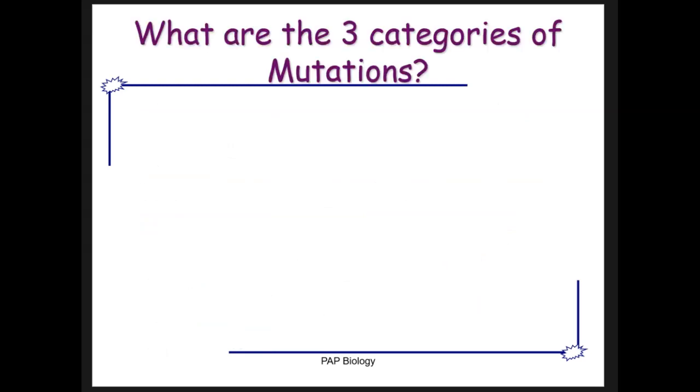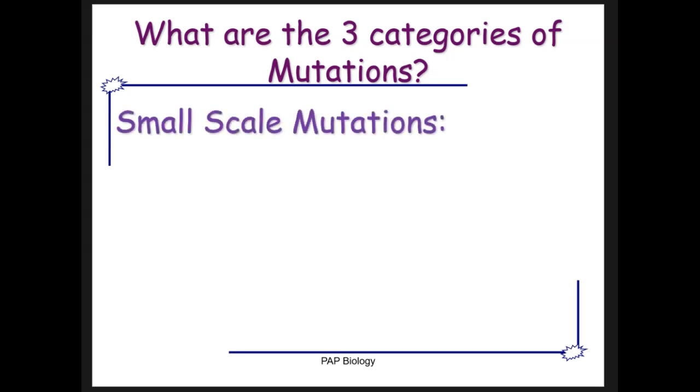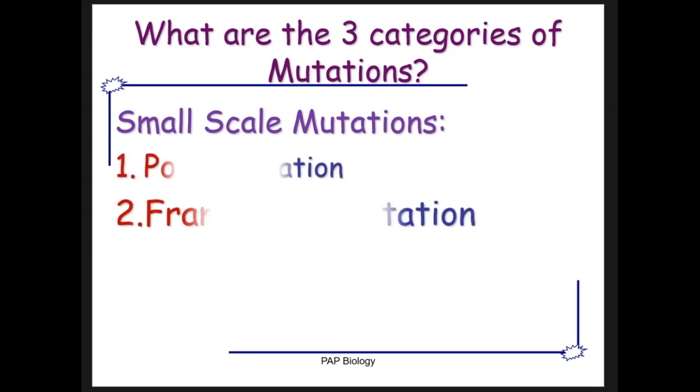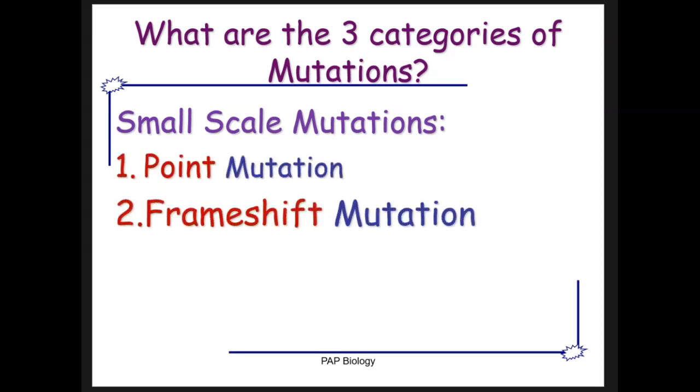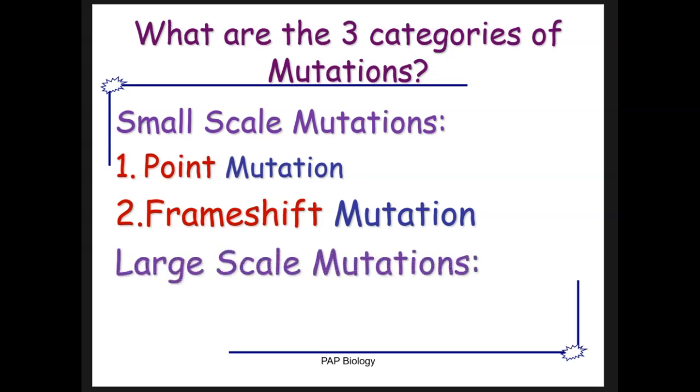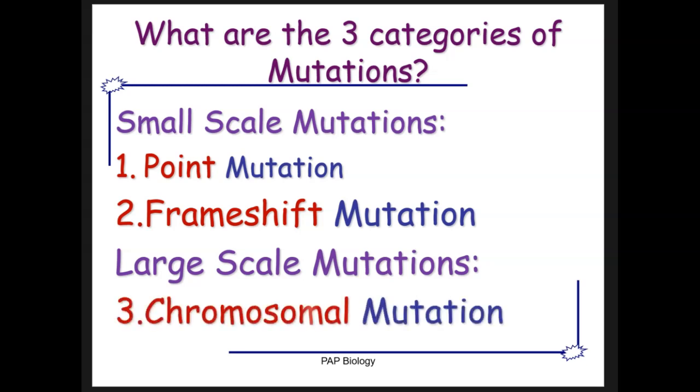So, what are the three categories of mutations? You have small-scale mutations, which would be your point mutation and your frame shift mutations. Then you have what we call large-scale mutations, which would be your chromosomal mutations.